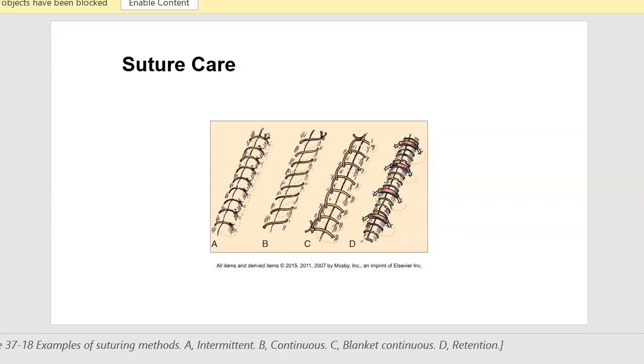For taking care of sutures, we might just need to gently cleanse them with normal saline. And then different facilities have different policy for suture removals. And so if you are going to remove sutures, you need to make sure that you get an order from the healthcare provider.